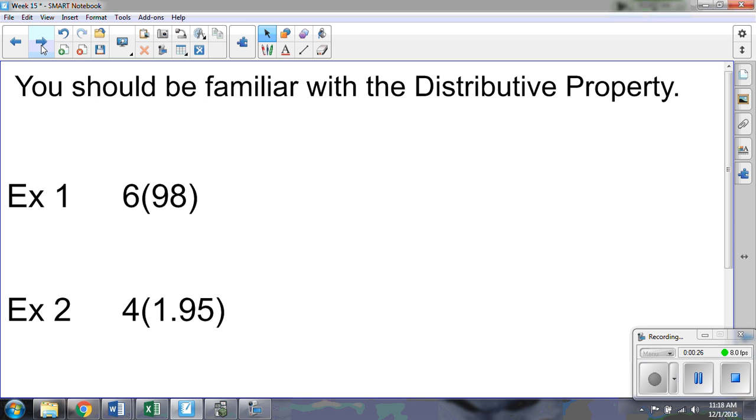Here's some stuff that you should already be familiar with. Before we start looking specifically at the factor theorem, we should review the distributive property a little bit. So, evaluate 6 times 98 using the distributive property.